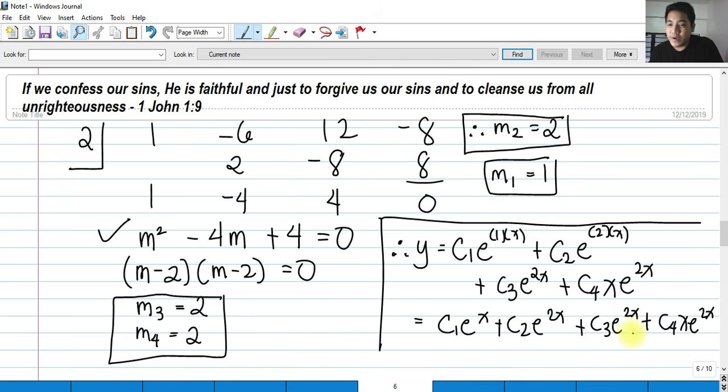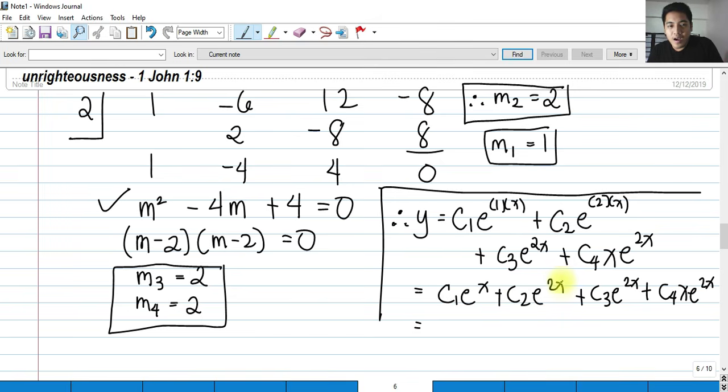Okay? So don't be confused on that. So this is a distinct root, 1 and 2, and we started our repeating roots at c sub 3 and c sub 4. Okay, so as you can see here, we can factor out some of the common factor here.